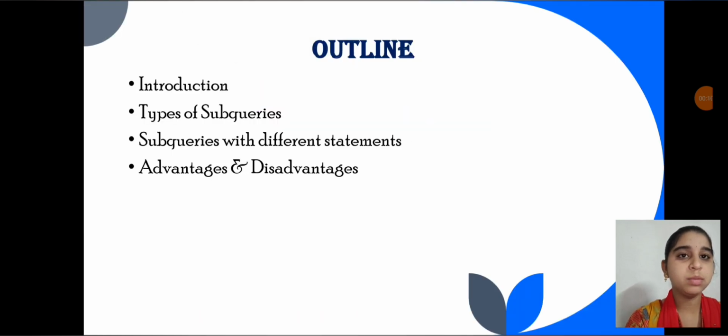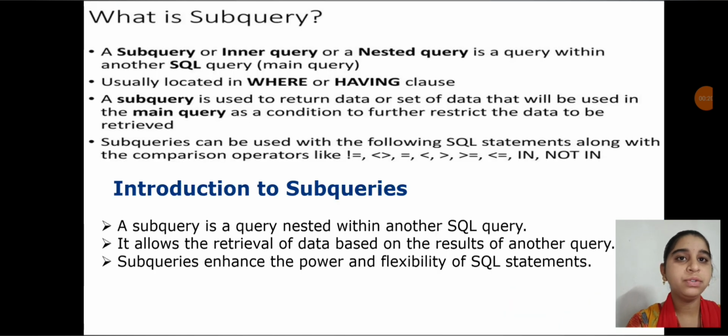Now I am going to discuss the introduction, types of subqueries, subqueries with different statements, and advantages and disadvantages of subqueries. First of all, what is a subquery? A subquery is a query within another SQL query, meaning within a main query. A subquery is also called an inner query or a nested query, usually located in the where or having clause. A subquery is used to return data or a set of data that will be used in the main query as a condition to further restrict the data to be retrieved.